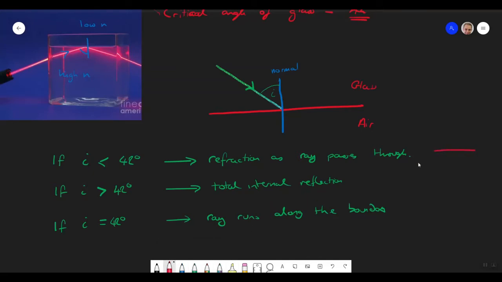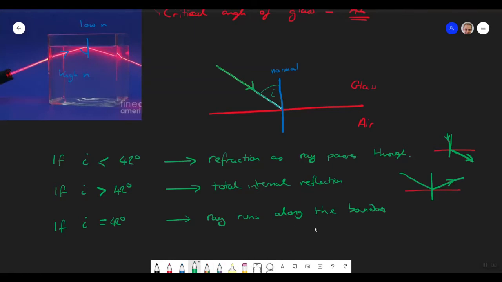So we get the following situations. If I have a boundary there, and if the angle is quite shallow, so there's my normal, I'll end up with something like that. So I'll get refraction as it bends away. If, however, I've got a big angle of incidence, so much greater than 42 degrees, I get reflection.